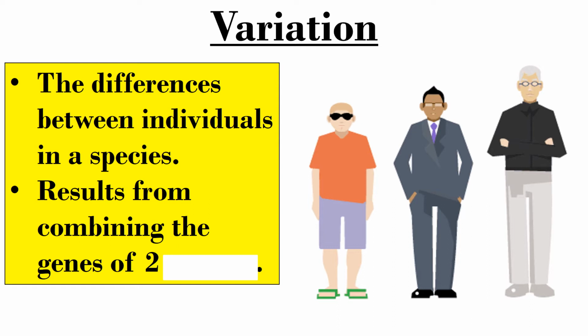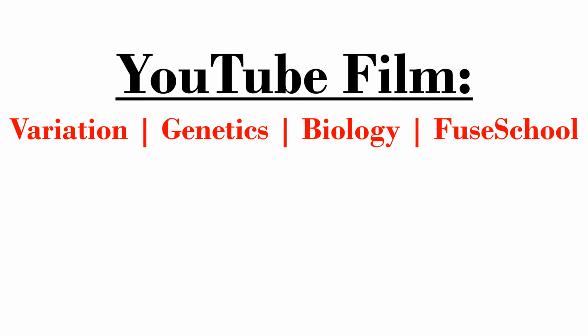And the reason for variation is because you have got the genes of two parents which are combined. So you'll have some characteristics which will come from your mother's genetics, and you'll have some characteristics which come from your father's genetics. So have a look at this on YouTube. This is the name of the video, so just search for that, and that will give you some more examples and talk you through a little bit more about variation.